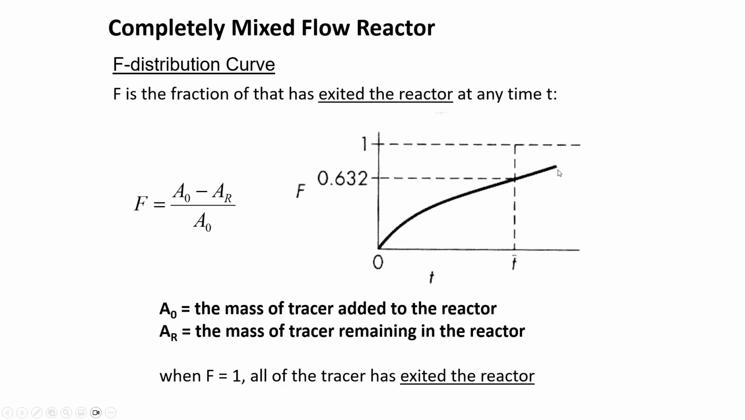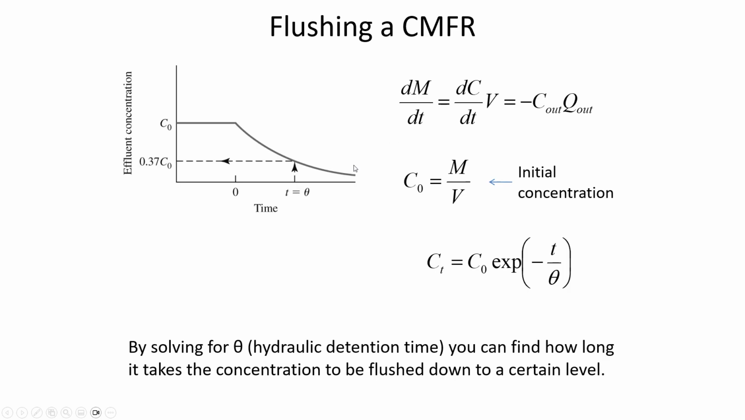An F curve, on the other hand, remember, that's the fraction that has exited over time. So for a completely mixed flow reactor, 0 has exited at first, but it's going up steeply, and then it gradually starts tapering off as the concentration becomes more dilute inside of the completely mixed flow reactor. So you could sketch the F curve by knowing the initial amount and then the amount that remains over time. So for ideal behavior, it would look like this, with 63.2% exiting after the hydraulic detention time.